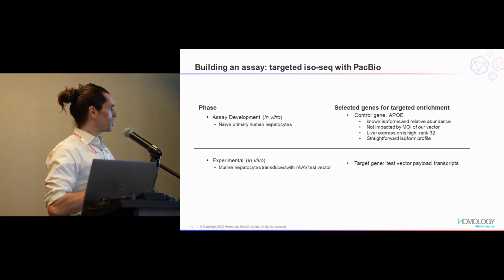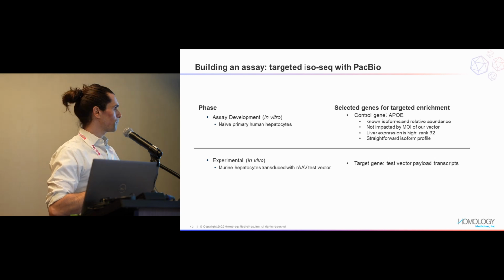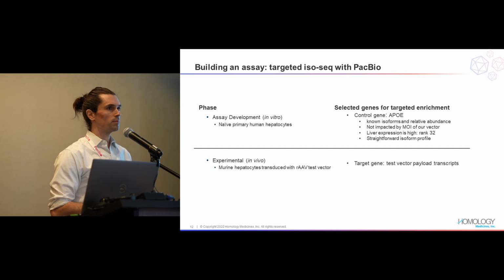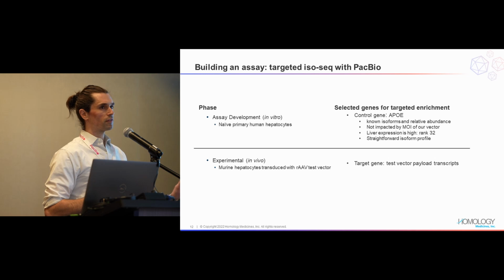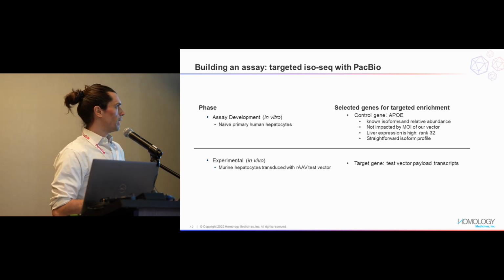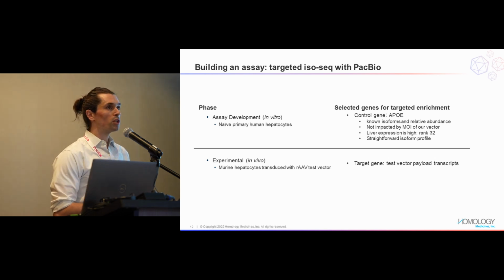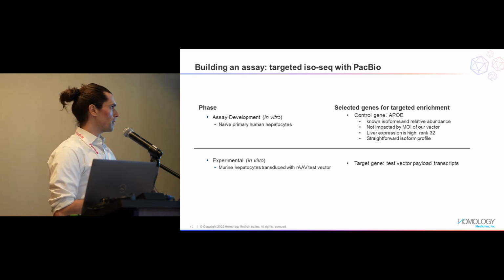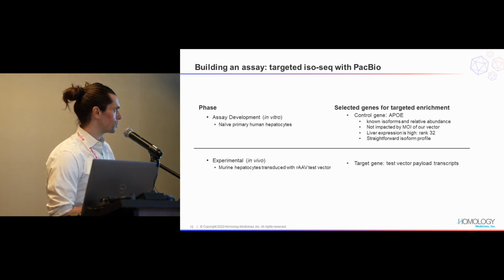All right. And so when we were building this assay, we started off with some in vitro samples. And so these were naive primary human hepatocytes. And the gene that I was looking for was ApoE. And the reason why we chose ApoE is because it's very well characterized. It has this very straightforward isoform profile. There are 5 different isoforms. It's highly expressed in the liver. And it is not impacted by the MOI of our vector or the multiplicity of infection. This is basically just like how many capsids per cell there are. So ApoE is involved in Alzheimer's, so there's been a lot of research into it.